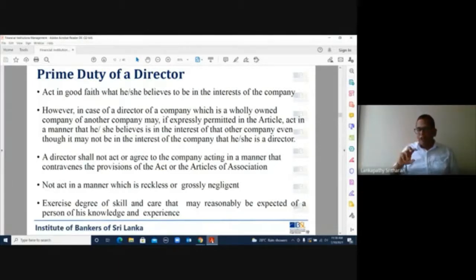For example, they are producing some machinery items, some machinery parts. When they are selling those machinery parts, with regard to the selling decision, the director has to take the decision for the benefit of company A, which is producing the machinery parts. That is what is generally expected. When he is fixing the price or anything, he has to take the decision for the benefit of company A, because it is producing those particular parts.